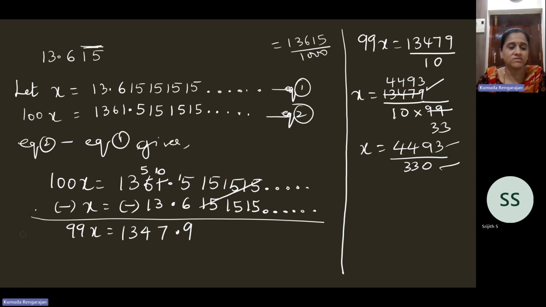Supposing the decimal number is 13.615. Its P by Q form is 13615 by 1000. And then you should simplify. Should never leave it like this. You must always write the rational number in its simplest form. Always. So you can divide by 5. I'm not doing that now.